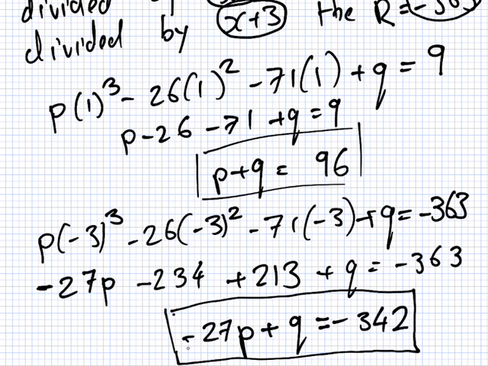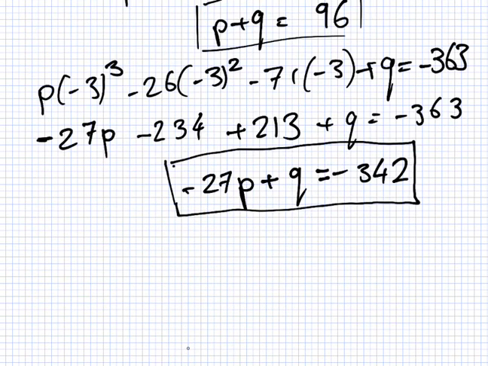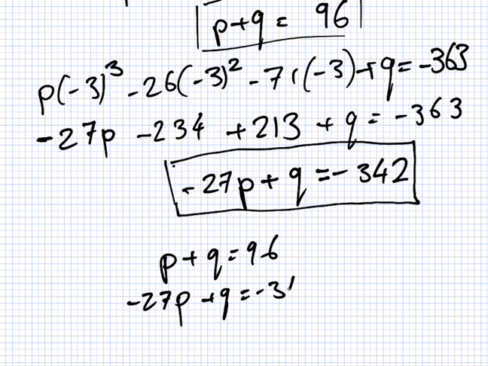Gaussian. One more. Graph. Yep. So which method will we use here? Well, just use elimination. P plus Q equals 96, minus 27P plus Q equals minus 342.